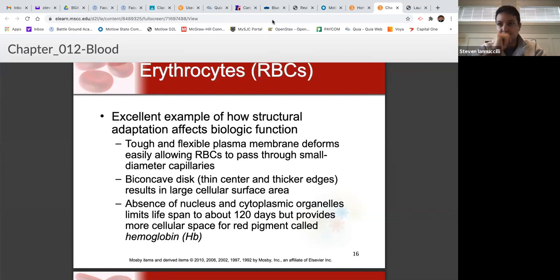Okay, think of a piece of gum, right? You can move and manipulate a piece of gum into lots of different shapes. And you'd be able to fit gum into like a hole in a wall or something like that. And you wouldn't have to tear the gum apart or anything like that. Red blood cells are very similar. Okay, their outer membranes are very, very flexible. And it allows them to pass through very small diameter capillaries.